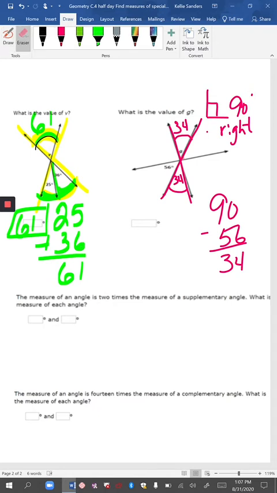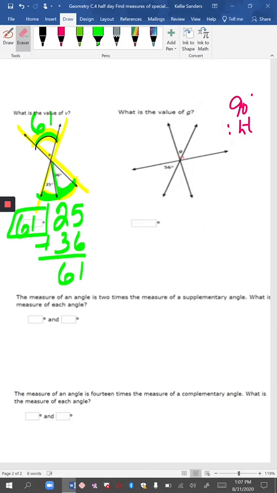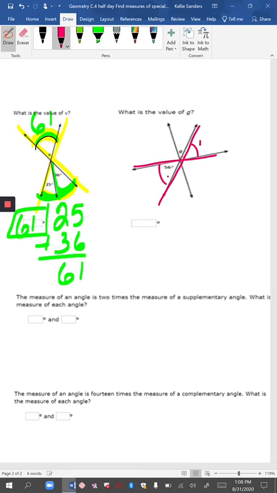Let me do that one another way. Let's erase everything and basically start with what we just ended with. These two angles are vertical angles. So if this is 56, then that's 56. Okay? So I'm going to erase part of that, or all of it. So this one right here is 56.